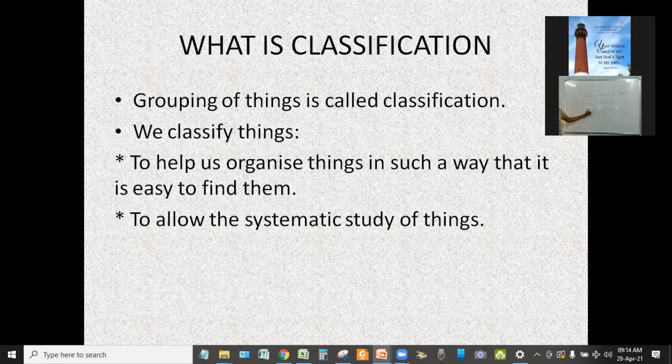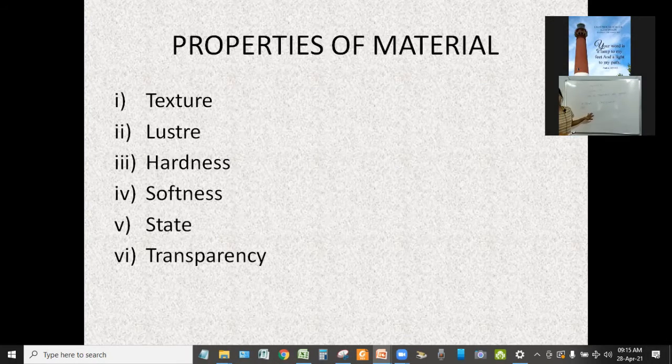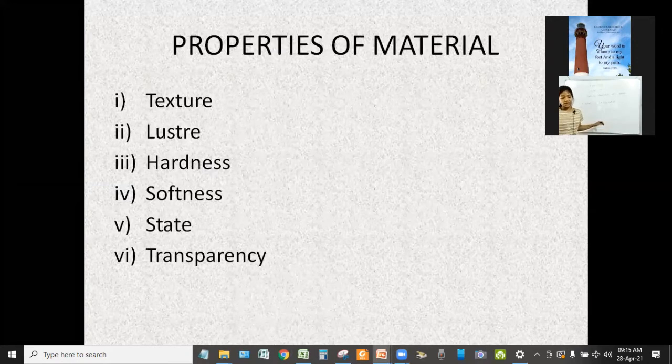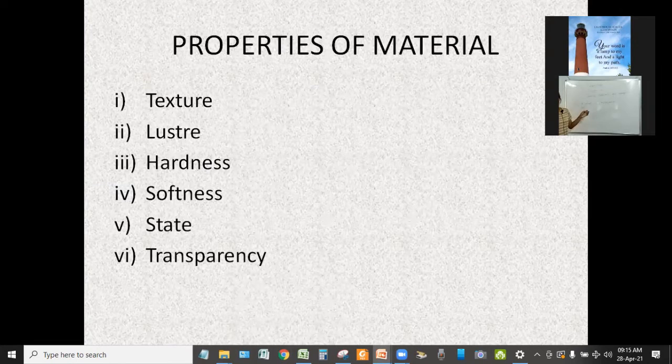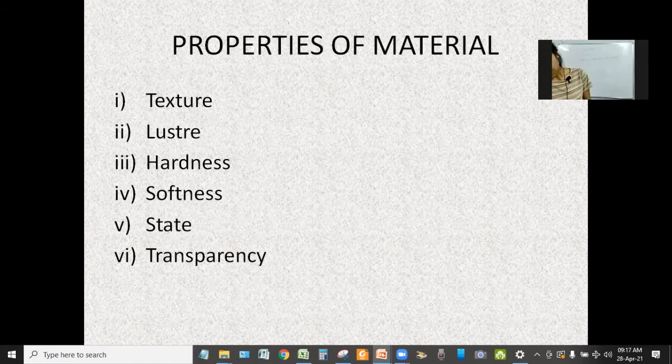So we need to classify things because it helps us to organize things in such a way that it is easy to find them. Okay, and the second point is to allow the systematic study of things. So now we know that we group things to avoid confusion, right? And we classify things to help us organize the things in such a way that it is easier for us to find them. Okay, now let us see the properties of materials.